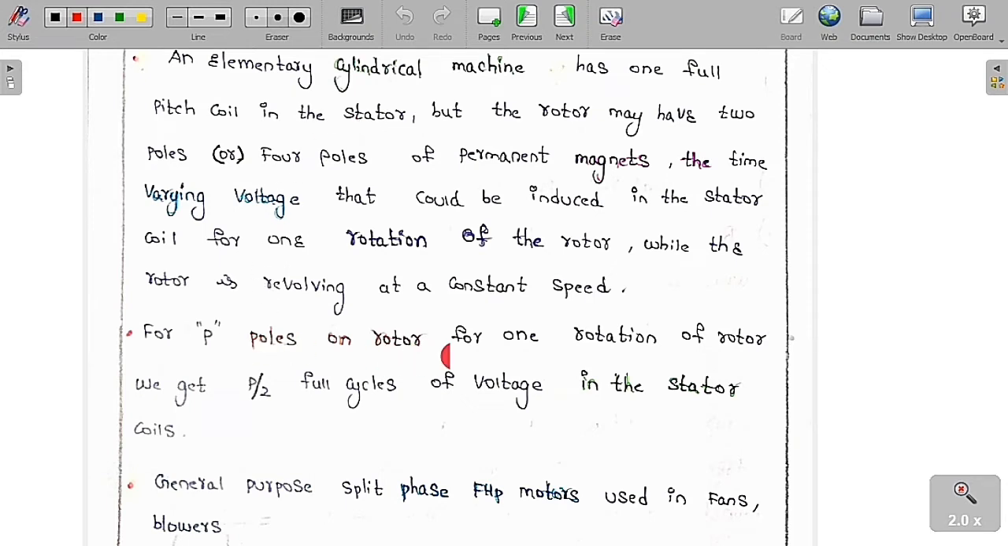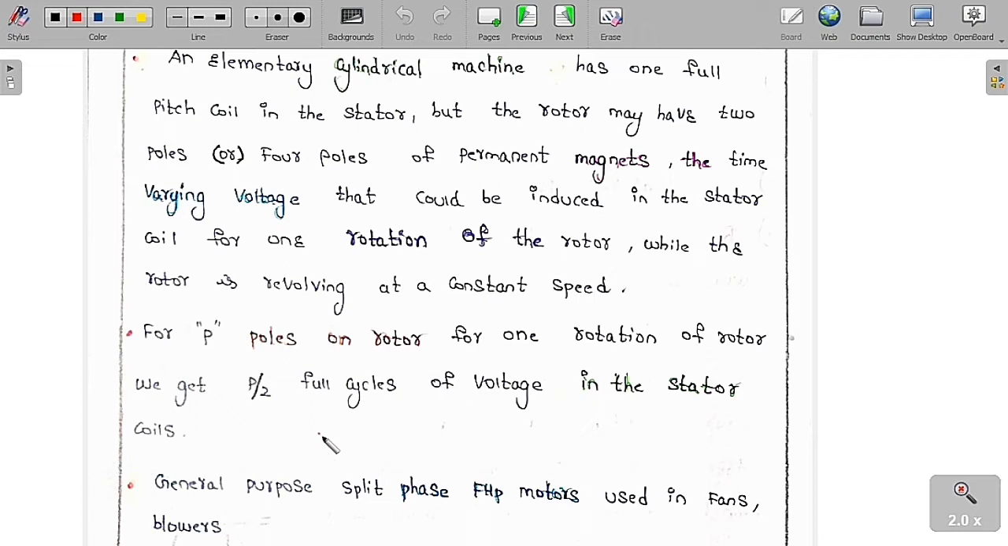For P poles on rotor, for one rotation of rotor, we get P/2 full cycles of voltage in the stator coils. So this is a very important point. So if P poles are mounted on the rotor, for one rotation of the rotor, we are going to get P/2 full cycles of voltage in the stator coils.